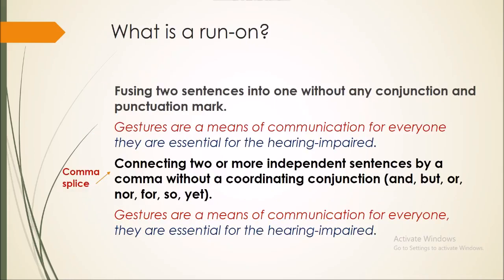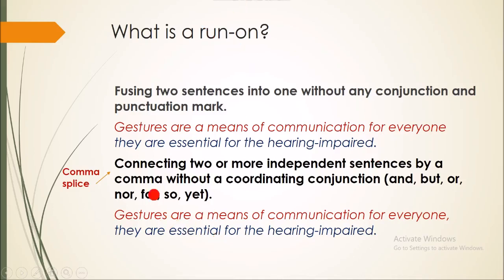What is a run-on? Fusing two sentences into one without any conjunctions or punctuation marks. For example, when we have two independent sentences without any conjunctions, adverbs, or punctuation mark. Here's an example. Gestures are a means of communication for everyone. They are essential for the hearing impaired. Connecting these two sentences without a comma or conjunction is called a run-on.